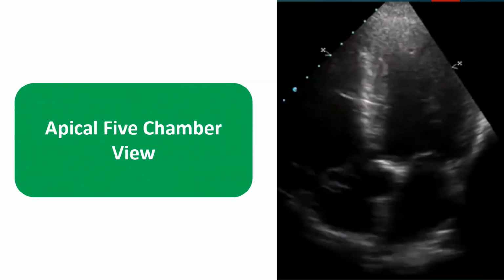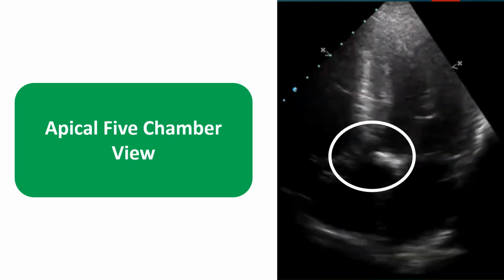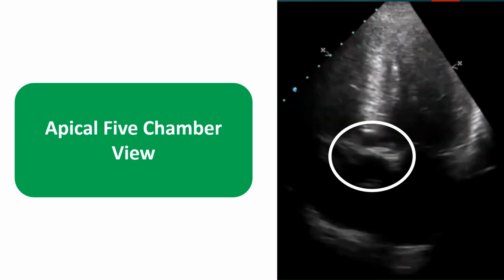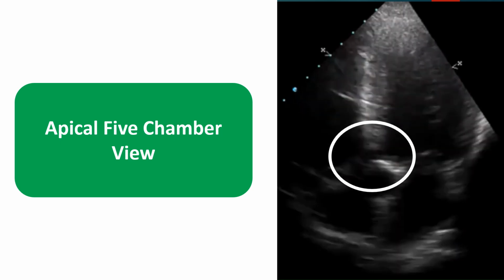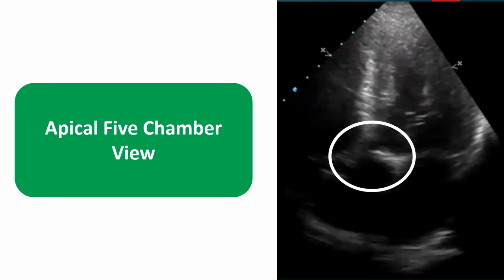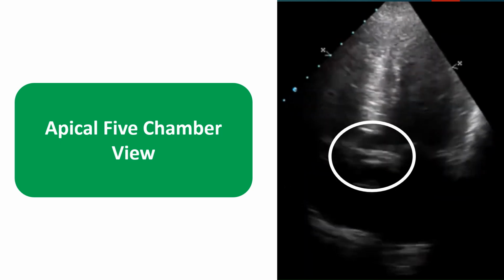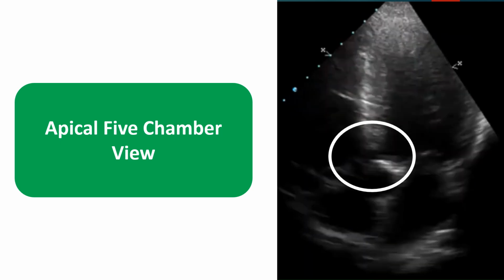Apical 5-chamber view showing the thickened aortic valve. This is the usual view used for estimating transvalvular gradients as the Doppler beam is parallel to the jet in this view. Another view used for estimating the gradient is the suprasternal view, especially when associated mitral regurgitation gets picked up by the Doppler beam, giving a falsely high gradient from the apical 5-chamber view.